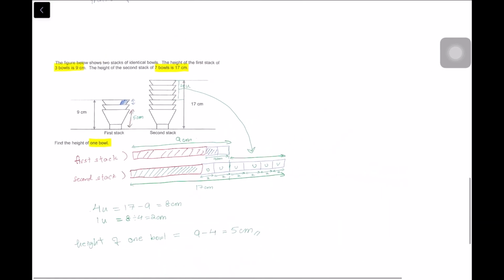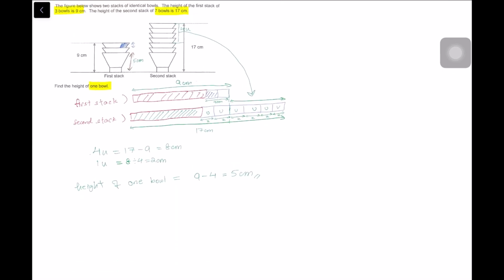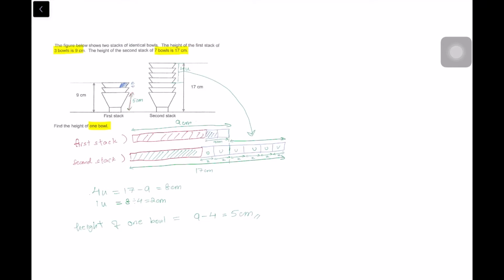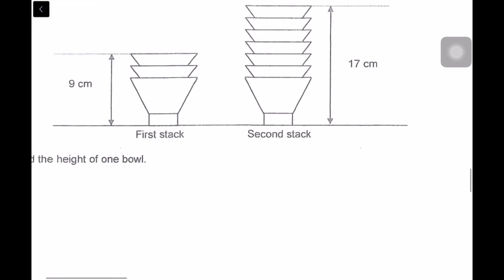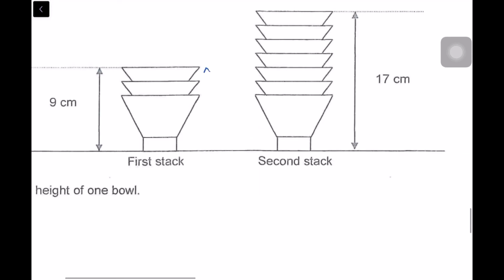Yep. So that's your answer. Now of course there's also another method to solve this question by using algebra. So let me just clear this. What you can do is assign the height of a smaller bowl as x cm and the complete height of the bowl as y cm.